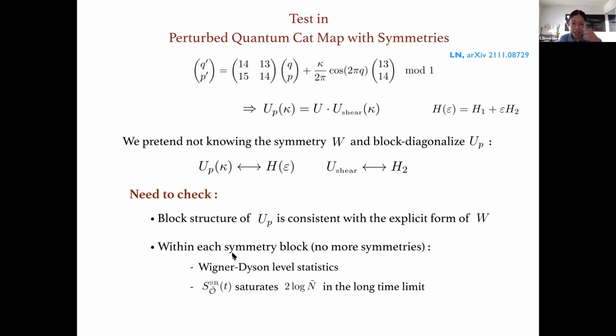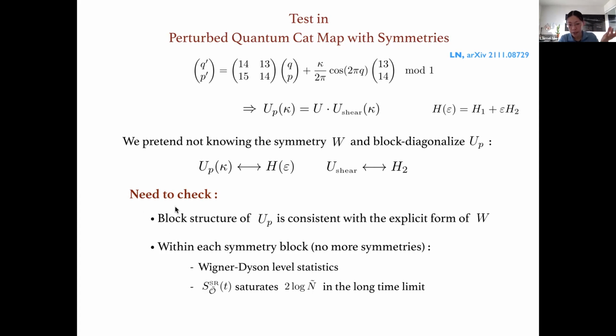And the second thing we need to check is, if we zoom into each symmetric block, what's the level statistics and what's the symmetry-resolved coefficient entropy. In particular, we know that there is no more symmetry within each symmetric block. This is the only symmetry of the system. So if we zoom into each symmetric block, we should have full chaos within that symmetry subspace. We should have Wigner-Dyson level statistics, and the symmetry-resolved coefficient entropy should saturate the maximum possible value. So those are the things we need to check.